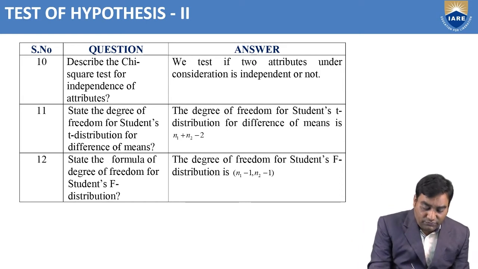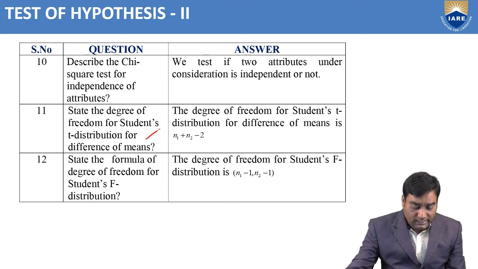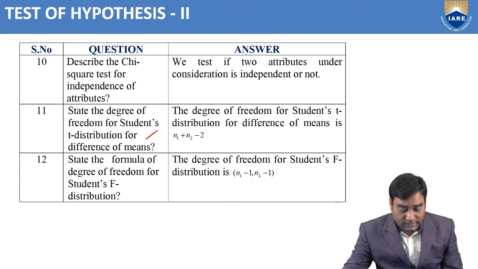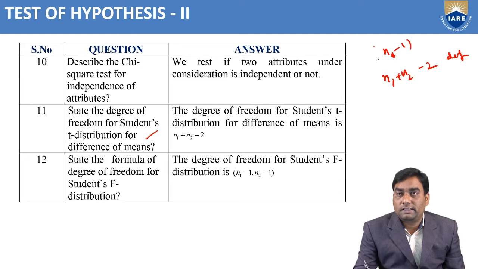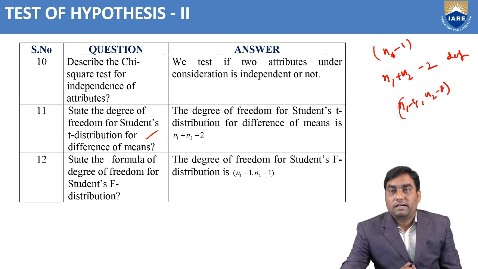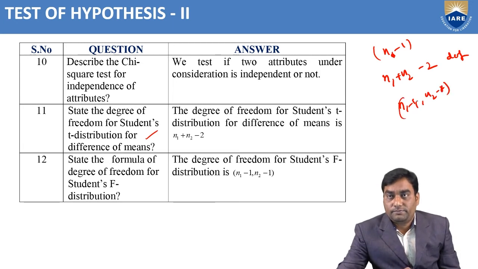State the degrees of freedom for T distribution for difference of means, which is n1 plus n2 minus 2 degrees of freedom. For single mean, n minus 1 degrees of freedom. For F test, n1 minus 1 comma n2 minus 1 degrees of freedom. Okay?